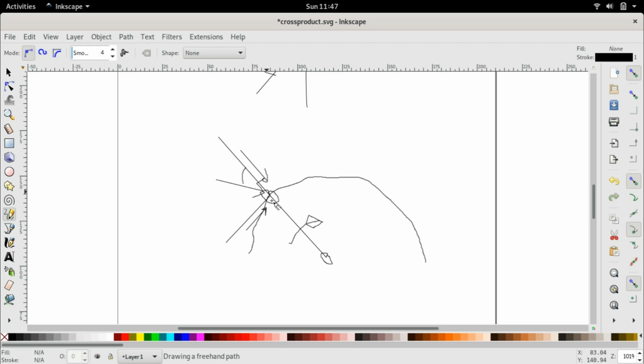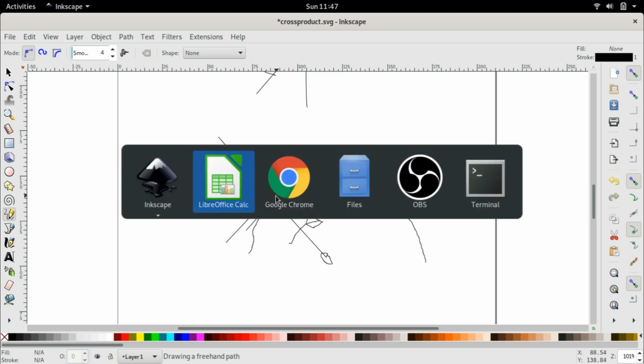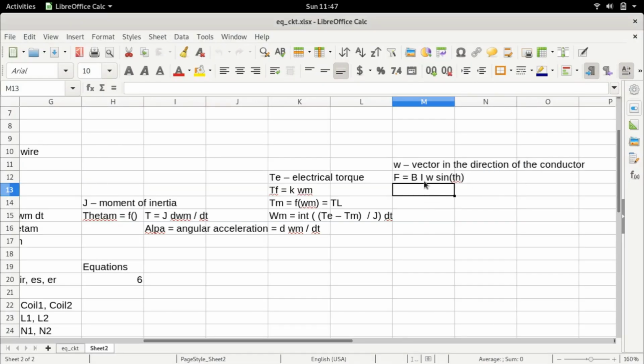So if you look here, once again, we have said that there is now going to be a mechanical force on a current carrying conductor which is placed in an external field.